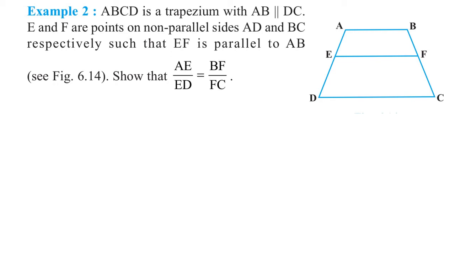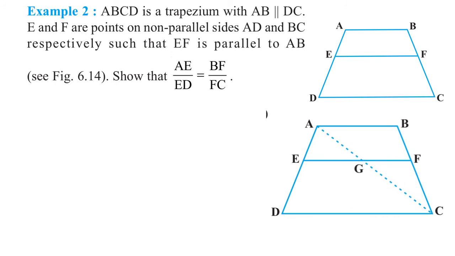Now, in order to do that, let's join AC with a straight line, and our figure will be this. And then let's go on to prove AE over ED is equal to BF over FC. So let's look at the solution now.